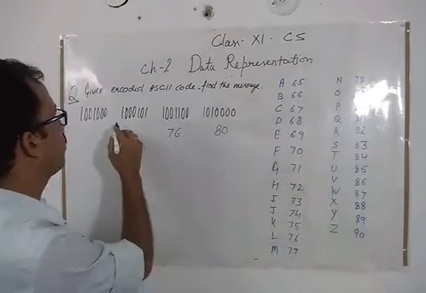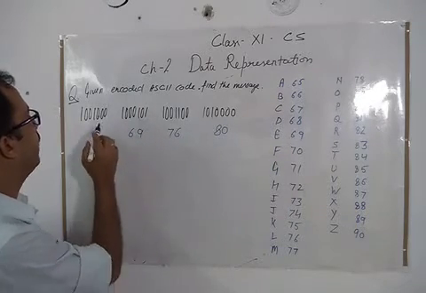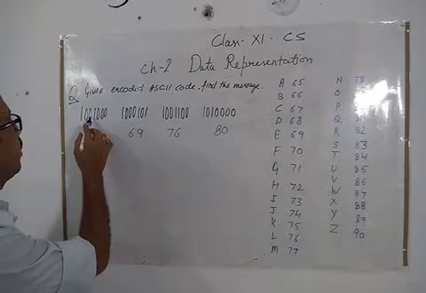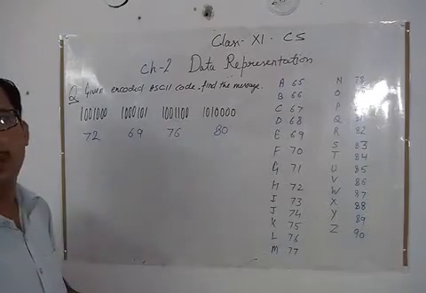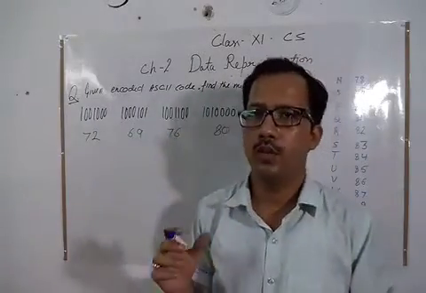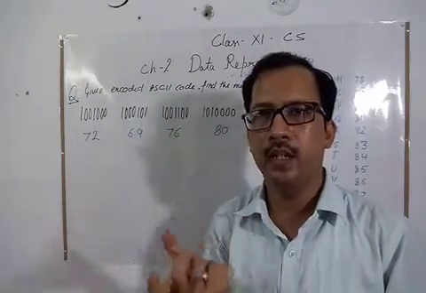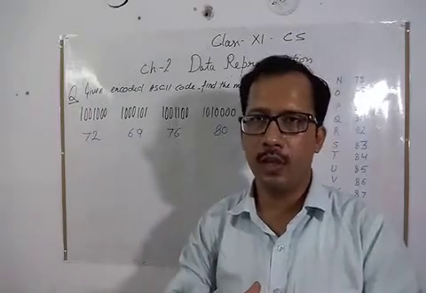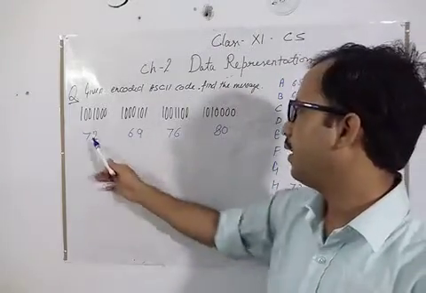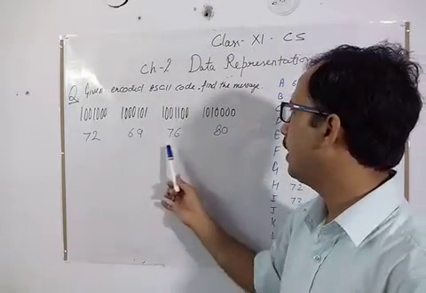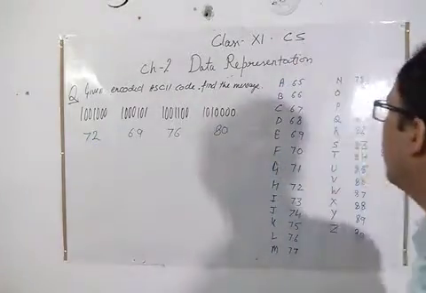This one is representing 76, this one is representing 69, and this one is representing 72. So this you will have to do. What you will have to do is convert each group of 7 bits from binary to decimal to get the ASCII in decimal form. So now we have got 72, 69, 76 and 80.